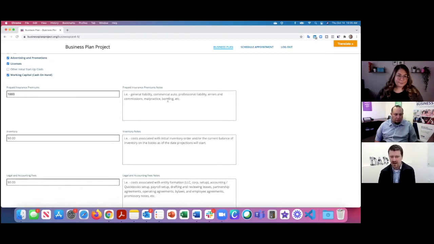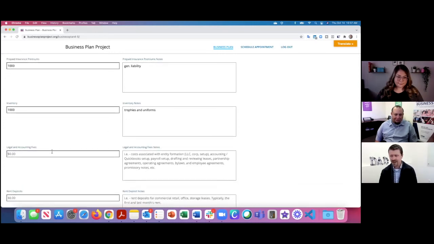I'll say, again, you've got the gray text here, depending on your type of business. If you're a medical professional, you might need some malpractice insurance, but I'm just going to say general liability. And I would emphasize adding the notes, because sometimes you come back to this and wonder, what was that $1,000 for? If you don't have a note to yourself, that's going to be kind of hard to remember or figure out. Let's say, yeah, we need $1,000 for, I don't know, trophies and, belts, or not belts, the uniforms, and then legal and accounting fees.